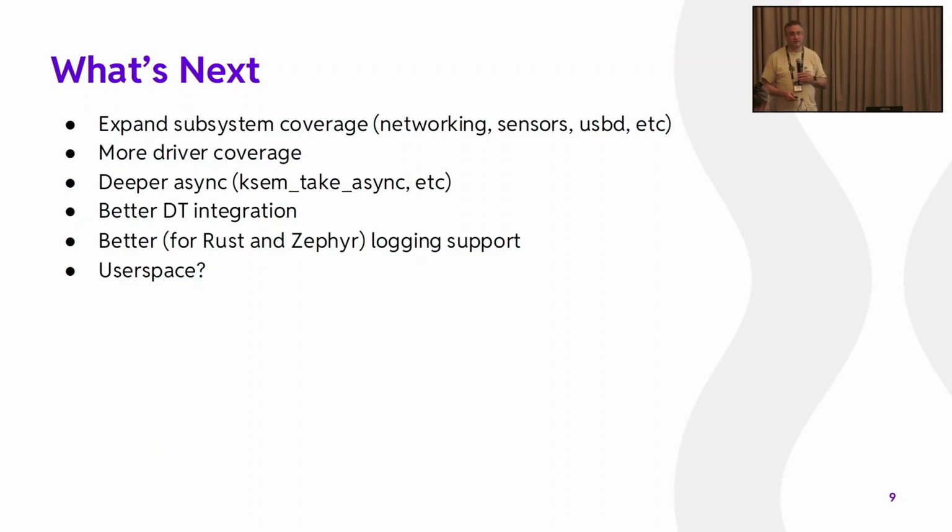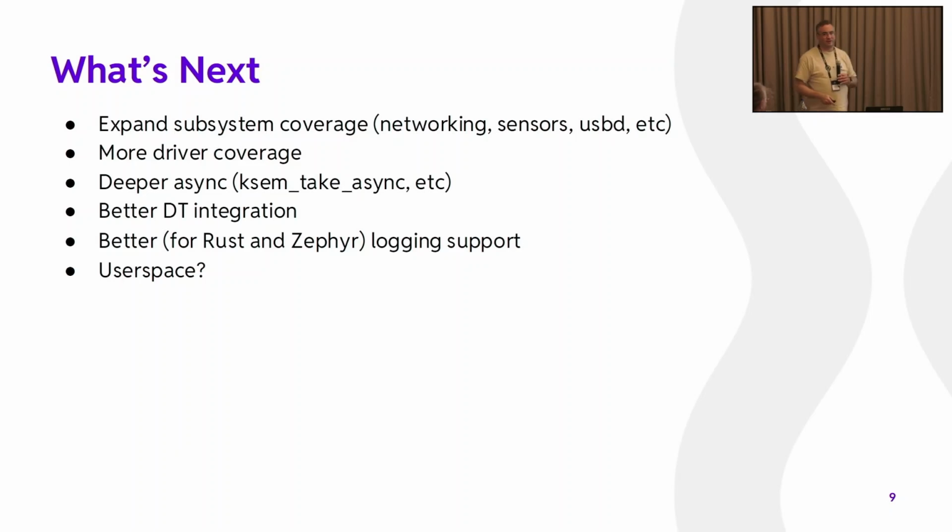Better DT integration. I've been chatting with Martí Bolivar about how do we want to, as Zephyr improves its device tree story, make sure that the Rust integration with that improves with it and goes along with it. And then I mentioned better logging support. Right now, if you enable logging, it basically does the equivalent of sprintf from Rust, and then passes that on to a log message on the Zephyr side. So you end up with this kind of extra allocation that's kind of silly.